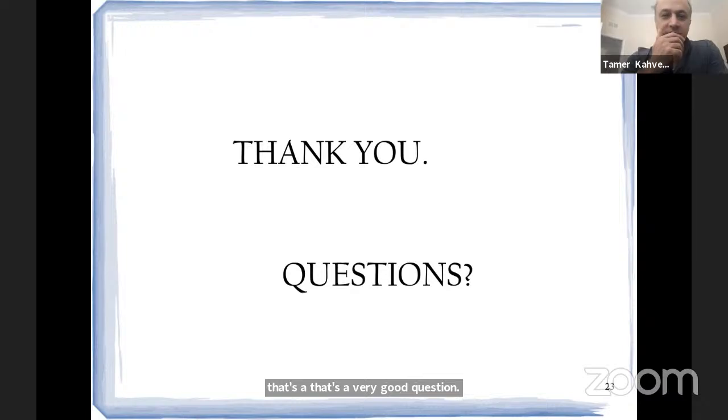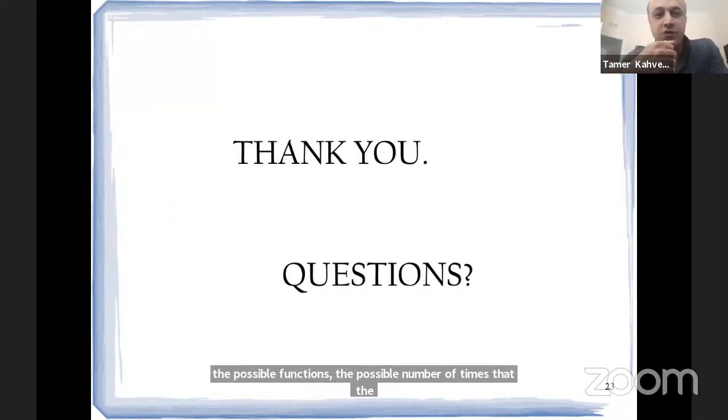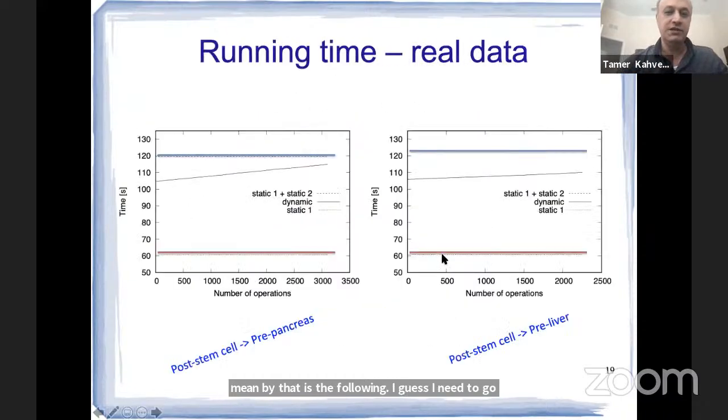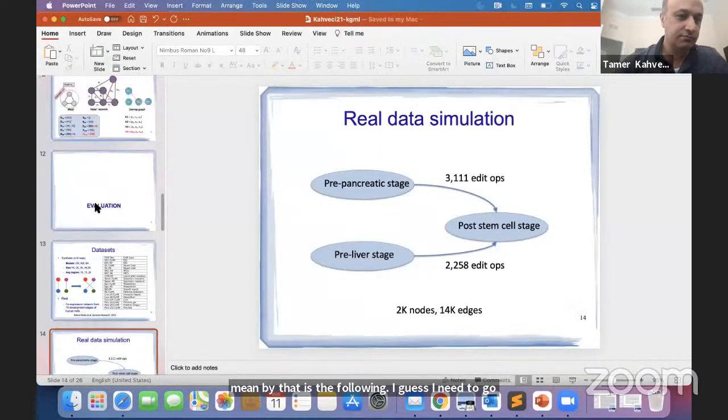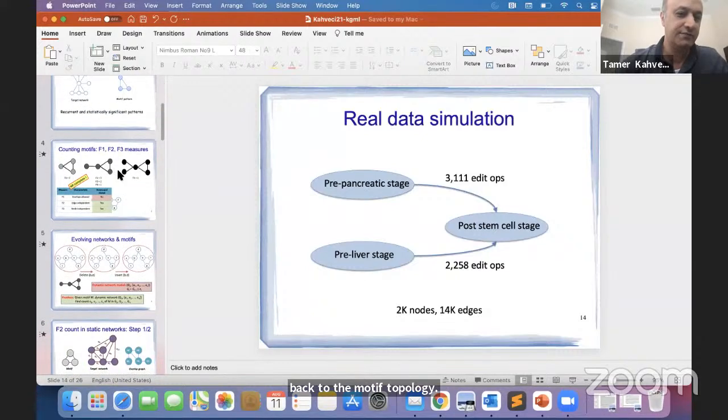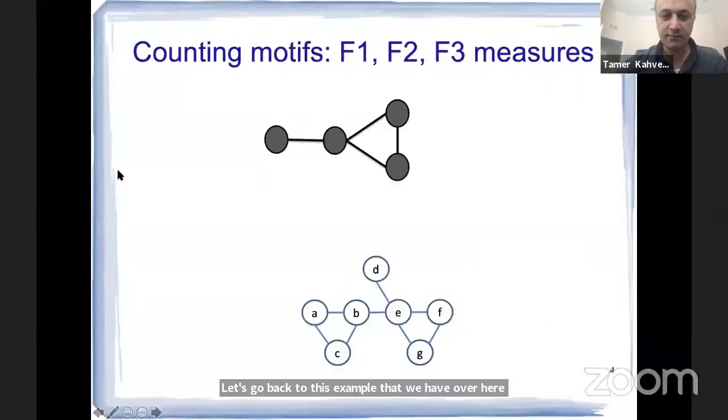So what we showed in several papers is that the independent motif embeddings are going to show you the possible functions, the possible number of times that the system is able to function. So what I mean by that is the following. I guess I need to go back to the motif topology. Okay, let's go back to this example that we have over here.